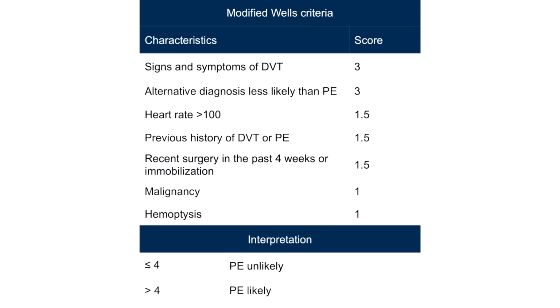Patients with recent surgery in the past 4 weeks or immobilization also get 1.5 points. Malignancy also earns the patient 1 point. Finally, hemoptysis also earns 1 point. If the total Wells score is less than or equal to 4, then pulmonary embolism is unlikely. In contrast, if the total Wells score is more than 4, then pulmonary embolism is likely.